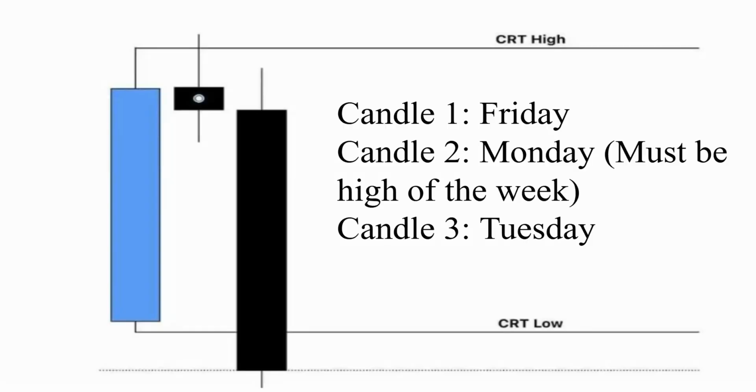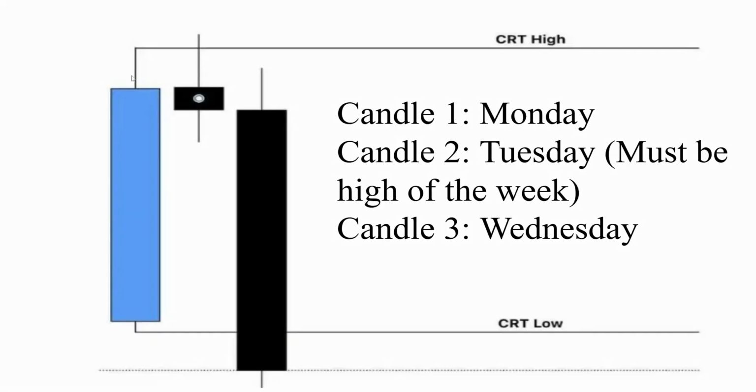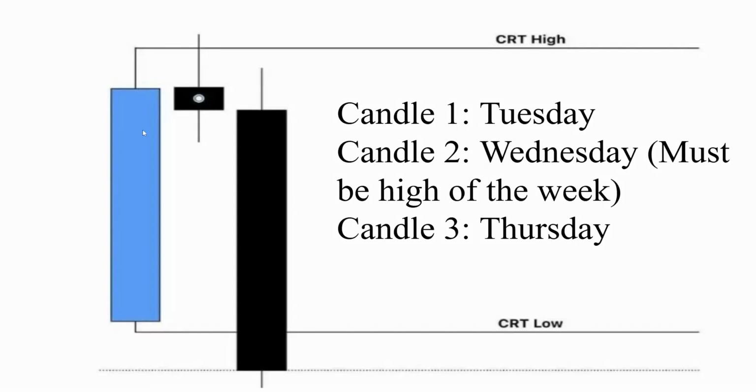That's me. So once again, if you're trading Tuesday, Friday, Monday, and then Tuesday, looking for a straight drop. If you're trading on Wednesday, I think you're getting the pattern now. Monday creates the range. Tuesday creates the high of the week, closes inside of Monday's range. Wednesday, you expect expansion to the downside. If you're trading on Thursday, Tuesday creates the range. Wednesday creates the high of the week, closes inside of Tuesday's high. Thursday, you're looking for a straight distribution down.